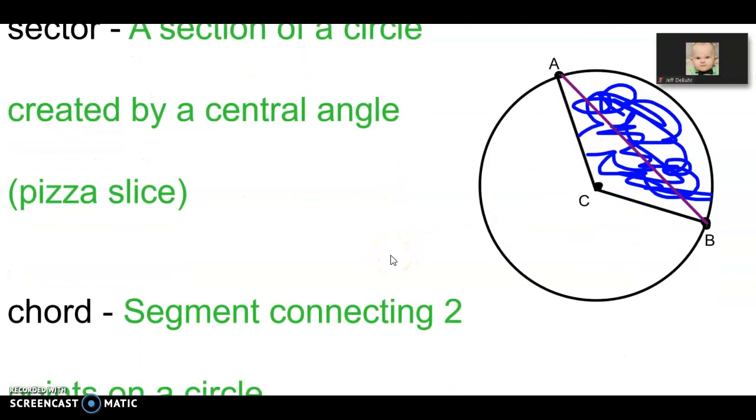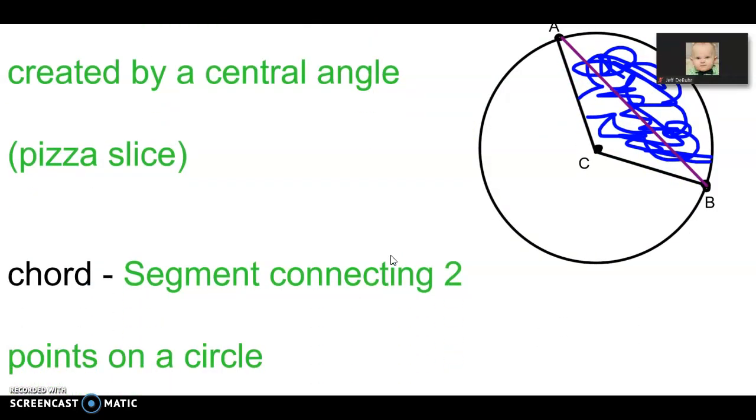All right. Our next definition is a chord, and our picture here is getting a little bit high on the screen, but we can still see it. A chord is a segment that connects 2 points on a circle. So this purple segment from A to B, we call a chord.